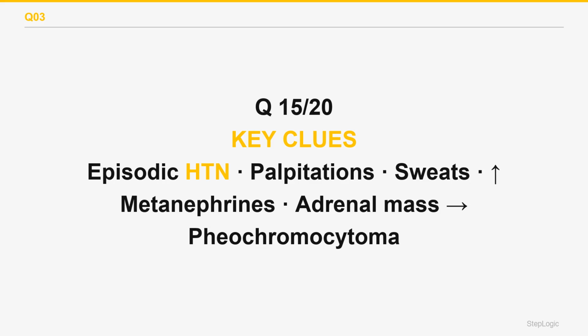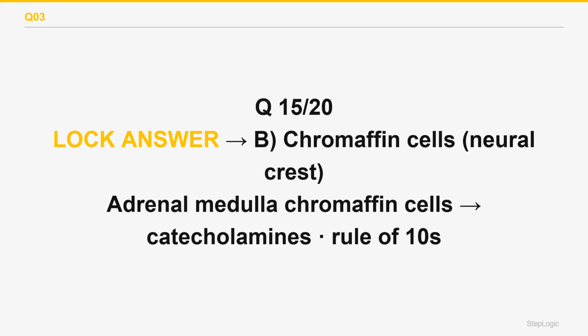These cells synthesize and secrete catecholamines, epinephrine and norepinephrine, producing the classic episodic triad of headache, palpitations, and diaphoresis with paroxysmal hypertension. The diagnostic test is plasma and urinary metanephrines, the breakdown products of catecholamines. Follow the rule of 10s: 10% bilateral, 10% extra-adrenal, 10% malignant, 10% familial, associated with MEN2, von Hippel-Lindau, and NF1.